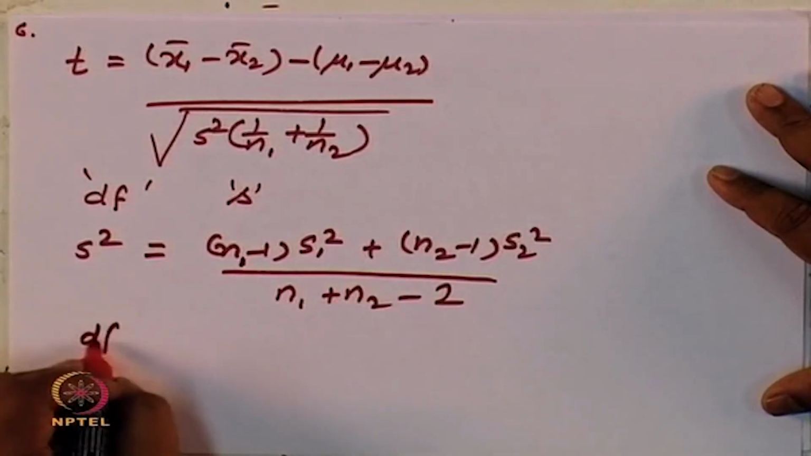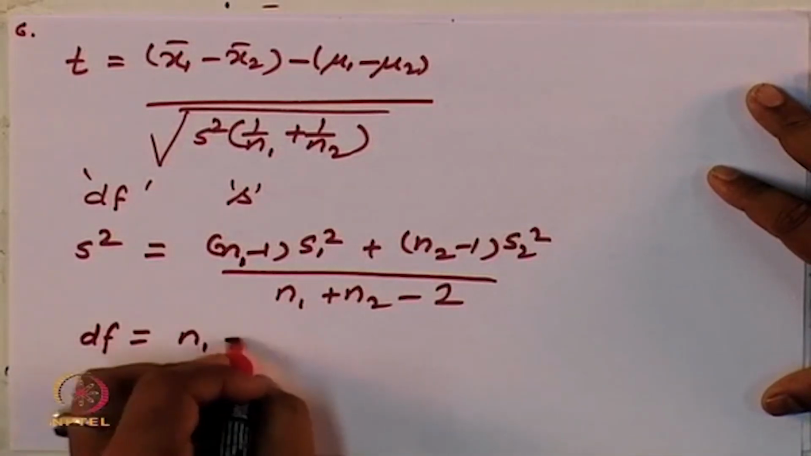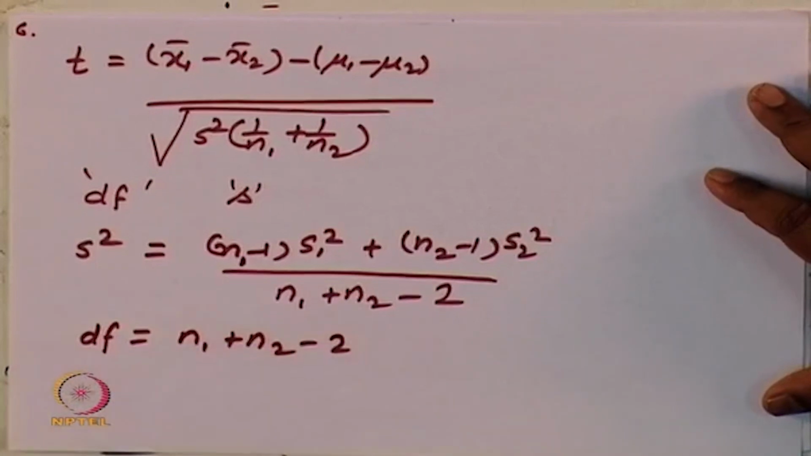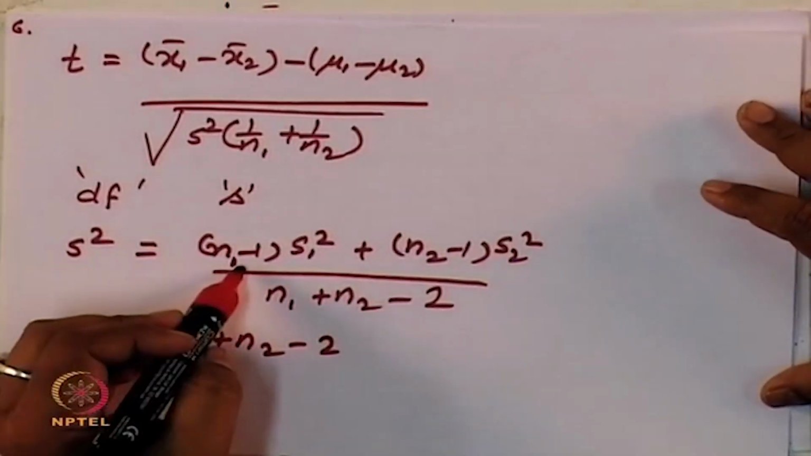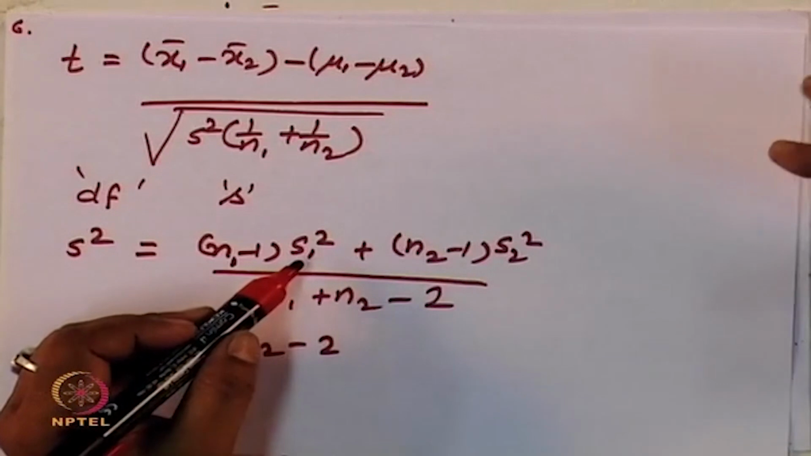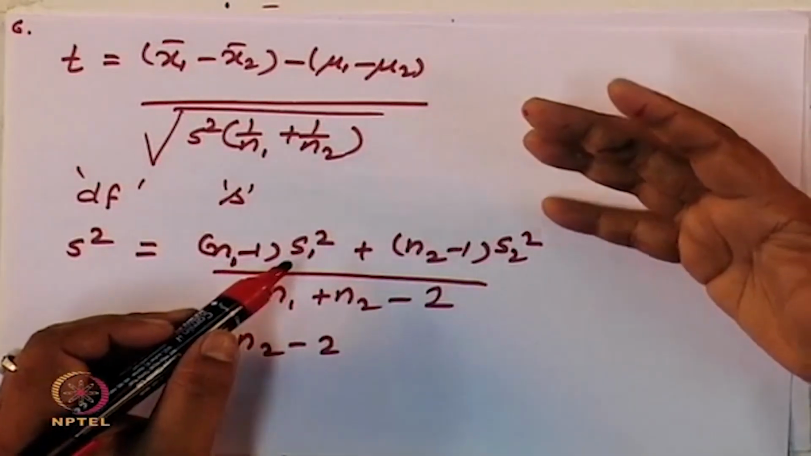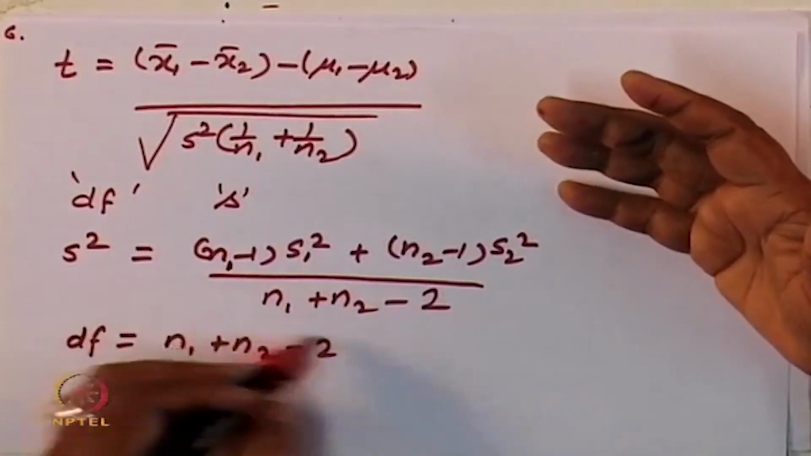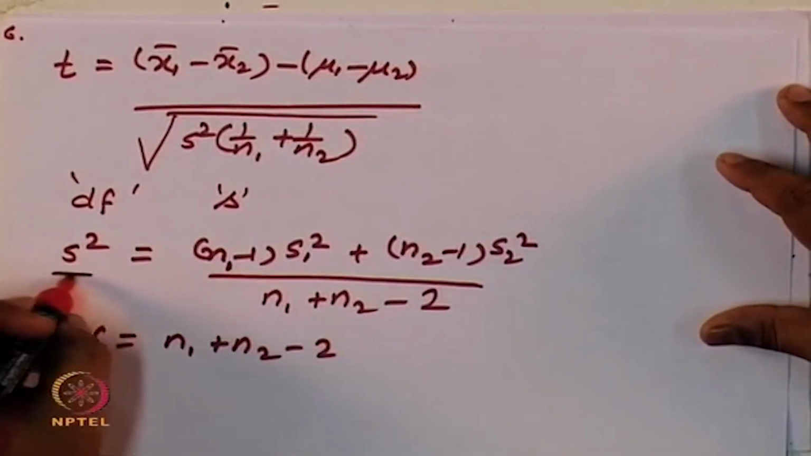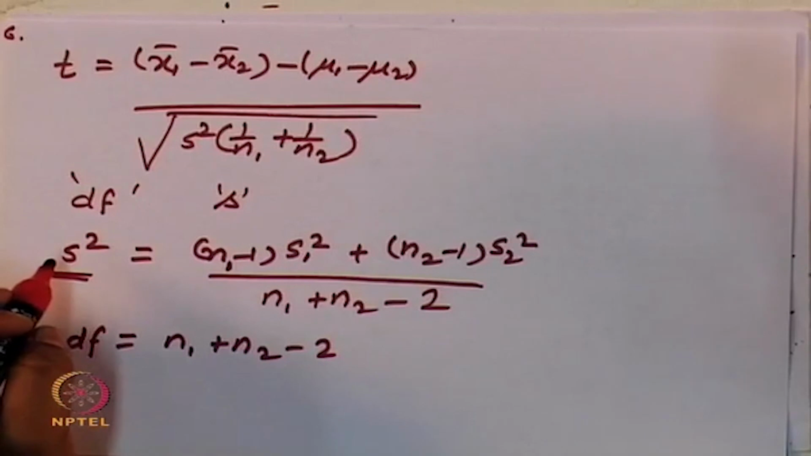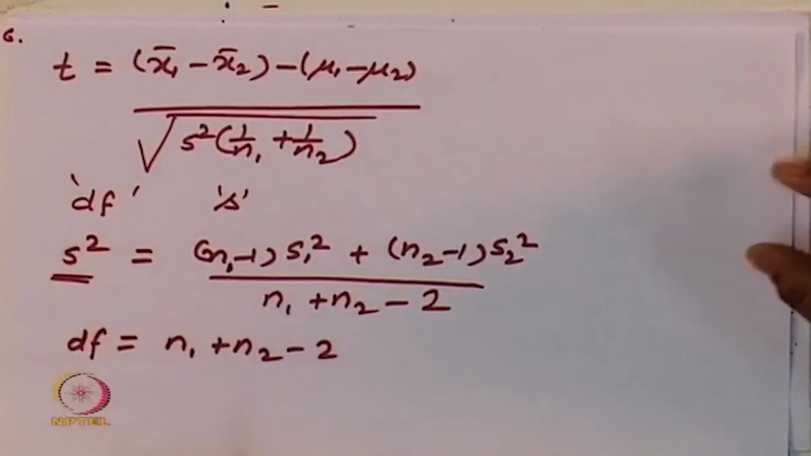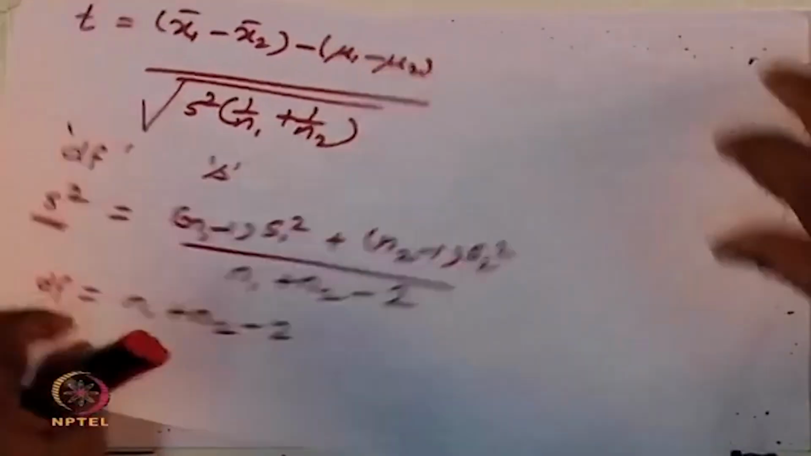Okay. And you set df equal to n1 plus n2 minus 2. So, (n1 minus 1) into s1 square will give you the sample variance, same for the sample variance for this, and then you average it by n1 plus n2 minus 2 to estimate the average sample variance for both the samples.